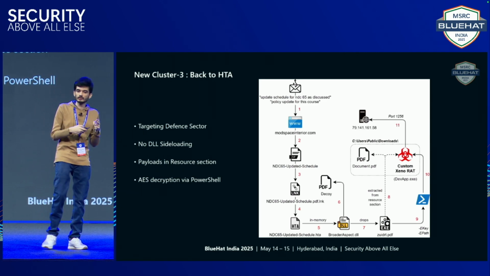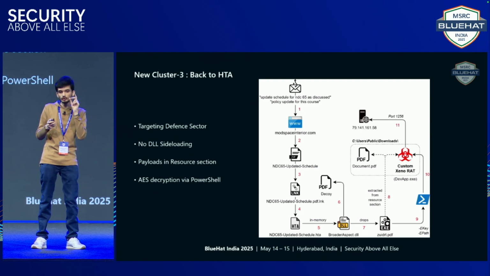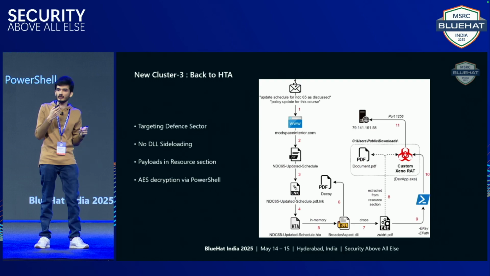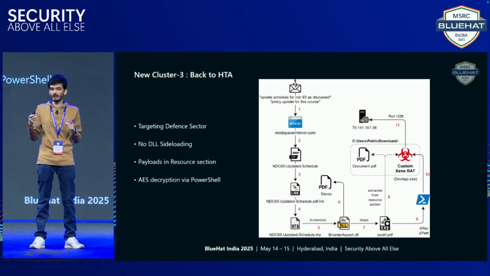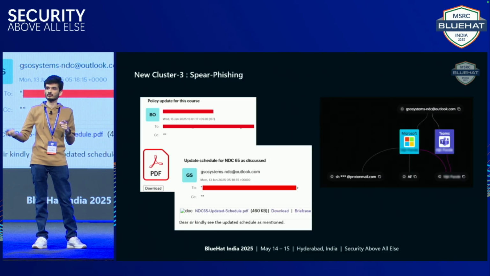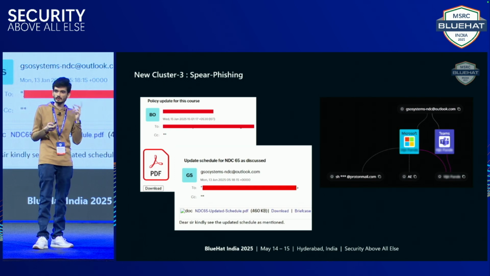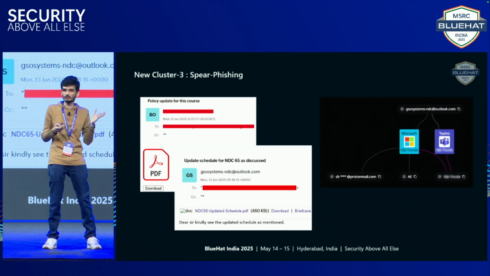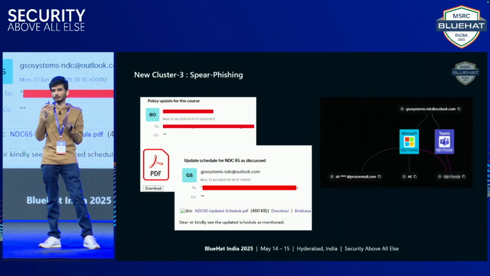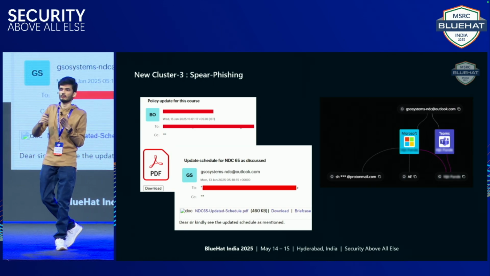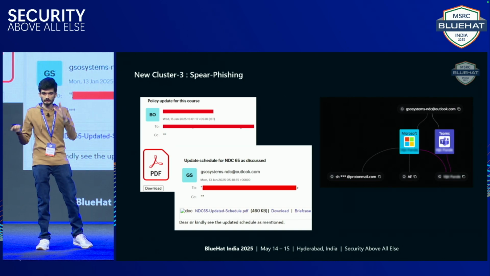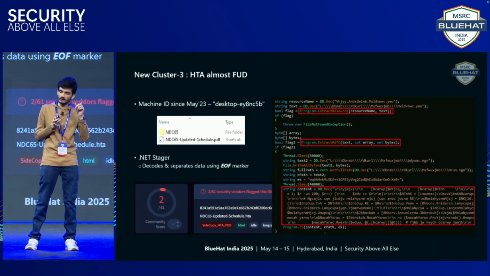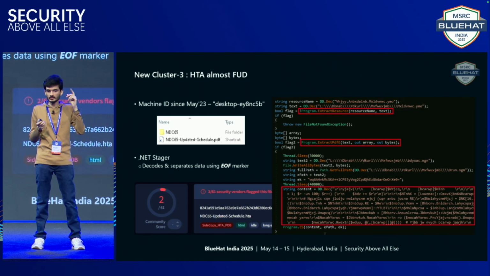But here we saw that it was trying to use newer TTPs in 2025, where PowerShell commands are used to decrypt the AES encrypted payloads, and then extraction is done from the resource section. So these are the spear phishing emails that we have identified, which were sent to the victims exactly on 13th and 15th of Jan. And this was specifically targeting NDC, which is the National Defense College, as you can see from the lures. And then we found that the HTA is still completely FUD, or fully undetected.